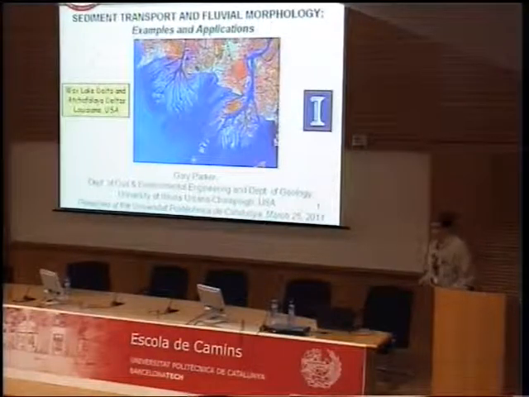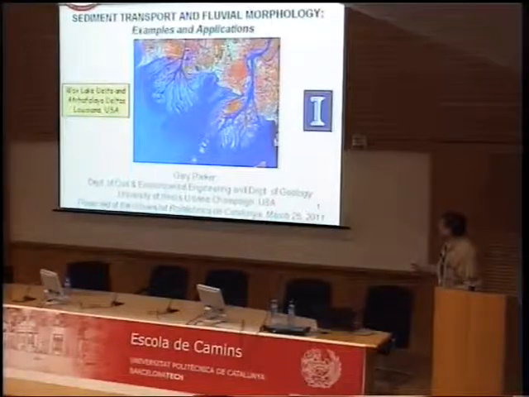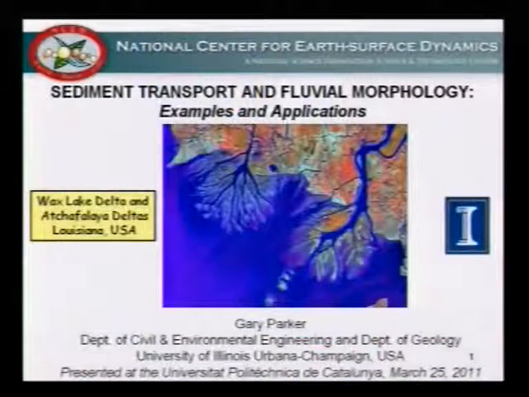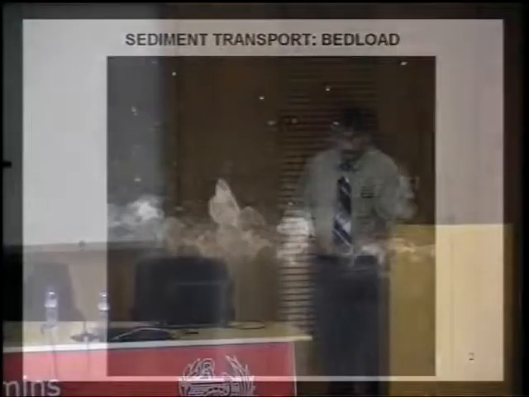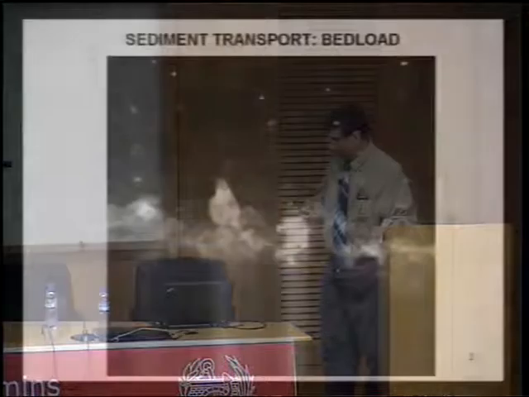So we'll look at some examples of sediment transport and river morphology. The deltas we see here are the Wax Lake and Atchafalaya Delta of a branch of the Mississippi River, and this will also be one of the topics that I will discuss today. Now, there may be a number of people here who are quite familiar with river hydraulics or quite familiar with water quality management, but may not be so familiar with sediment transport.